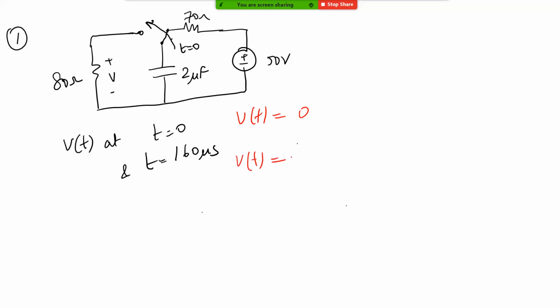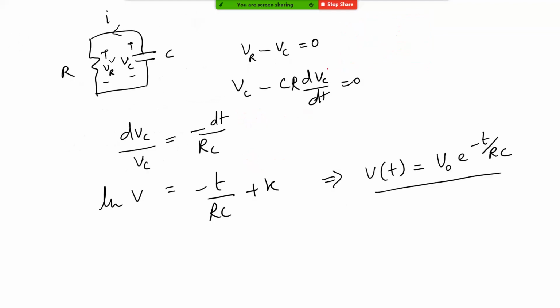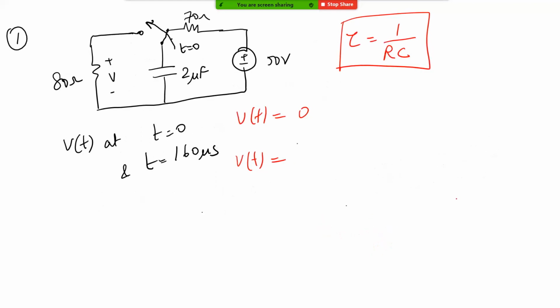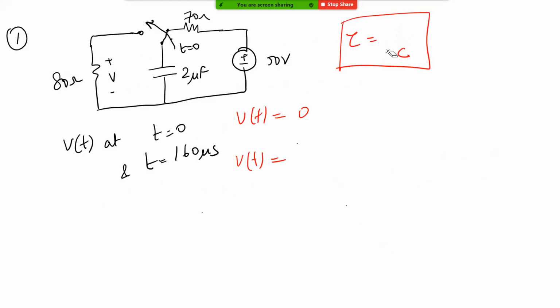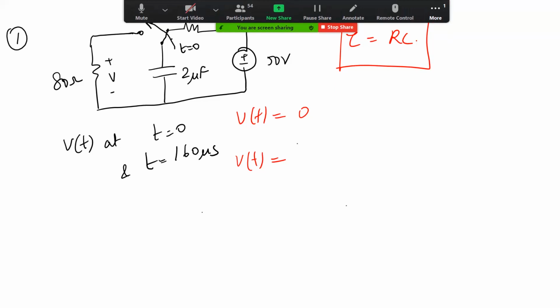So what is the tau? The tau that we saw here is RC. Sorry, I don't know if I mentioned it here. So tau here becomes RC, not 1 by RC. Tau is RC. And you can use it, so it becomes e power minus t by RC.